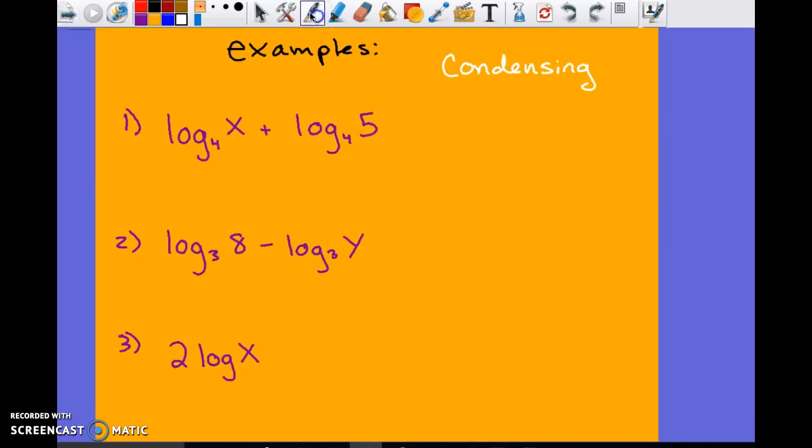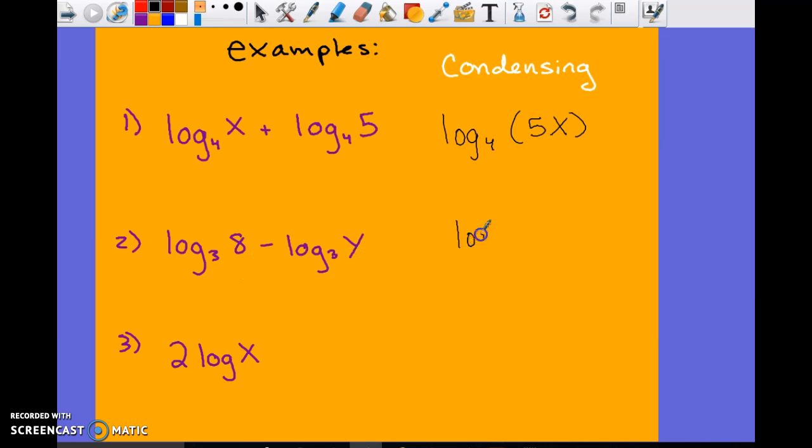Now I'm going to do some condensing. I'm going to work backwards. So I see addition, I'm going to change it to multiplication. So I can make it say 5x or x times 5, it doesn't matter. Because addition is commutative.